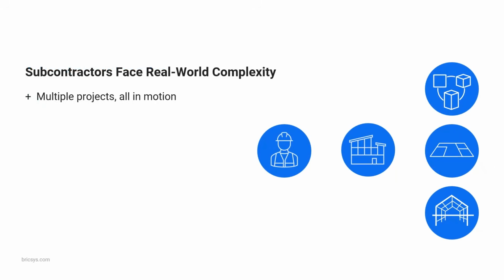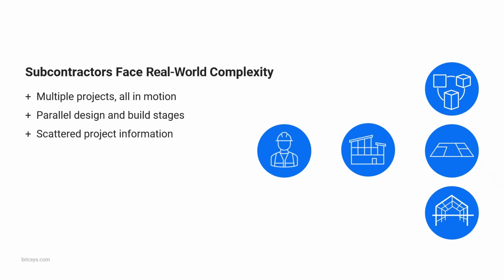In construction and manufacturing for the built environment, subcontractors rarely work on one project at a time. Most are juggling multiple projects. And with a single project, different stages are being developed in parallel. That means the whole engineering team needs to access the same project information, no matter which part they're working on.